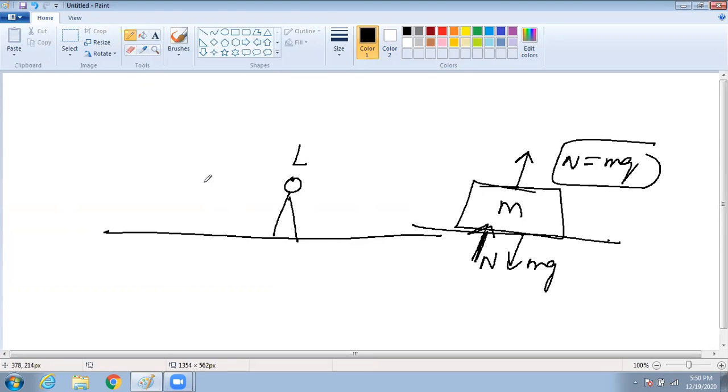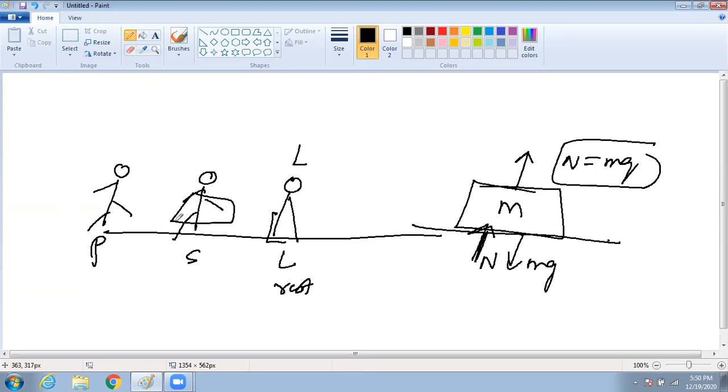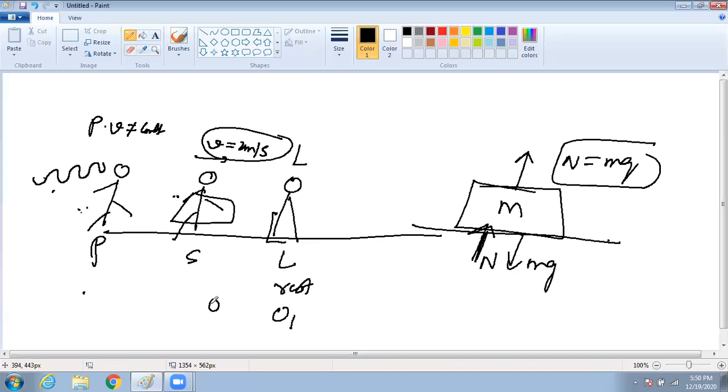There are three persons: Laksh, Siddhi, and Pritam. Laksh is at rest, sitting on a chair and watching. Siddhi is moving at a constant velocity, some 2 meters per second. Pritam is moving like a snake, which means at each point of time the direction is changing, so the velocity is not constant. For these three persons, observer 1, observer 2, and observer 3, we will see what the force and the acceleration are. First observer: what is the net force? Then we'll see F net is equal to m into a.